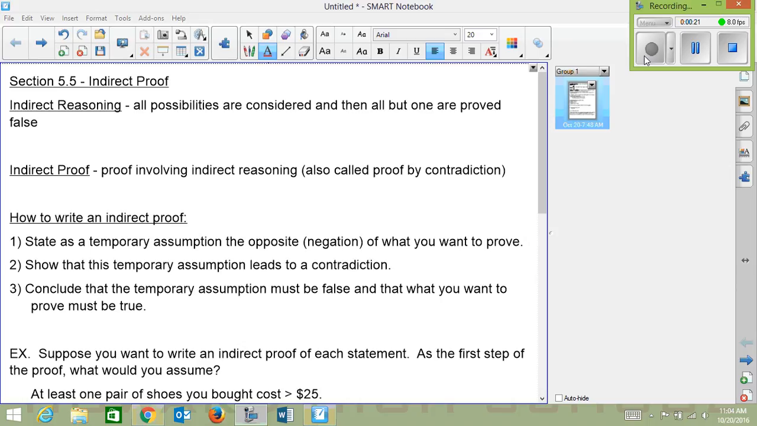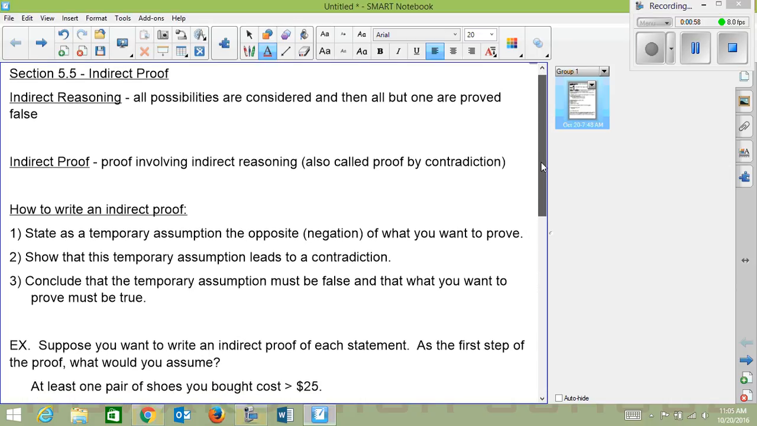How are you going to write an indirect proof? First of all, you need to come up with a temporary assumption, the opposite of what you want to prove. And then you're going to show that that temporary assumption leads to a contradiction. So in other words, you're proving that it's false. And then you're going to conclude that the temporary assumption must be false and that what you want to prove must be true. So you're kind of working your way backwards through it. You're proving that something is false in order to prove that what you want is true. It's a backwards way of thinking about it, indirect.